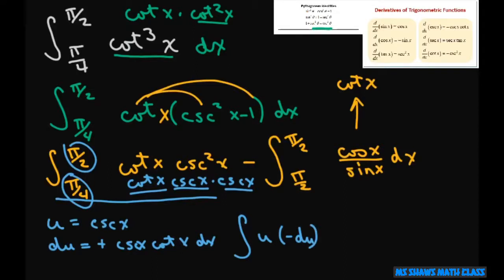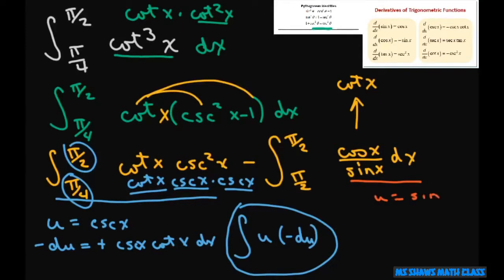We'll keep this part in mind when I write it on the next slide. Now for this part, I'm going to do the same thing. I'm going to let u equal sine x. Therefore, the derivative of u equals cosine x dx. So basically, this part here is going to be the integral of du divided by u. All right, so these are our two integrals.